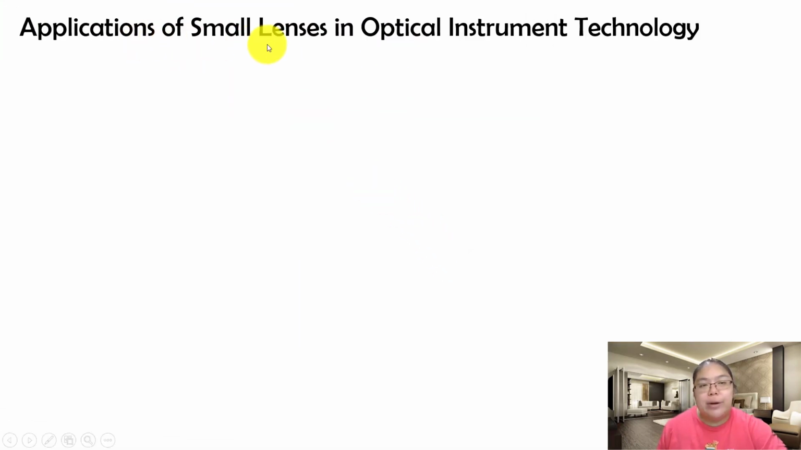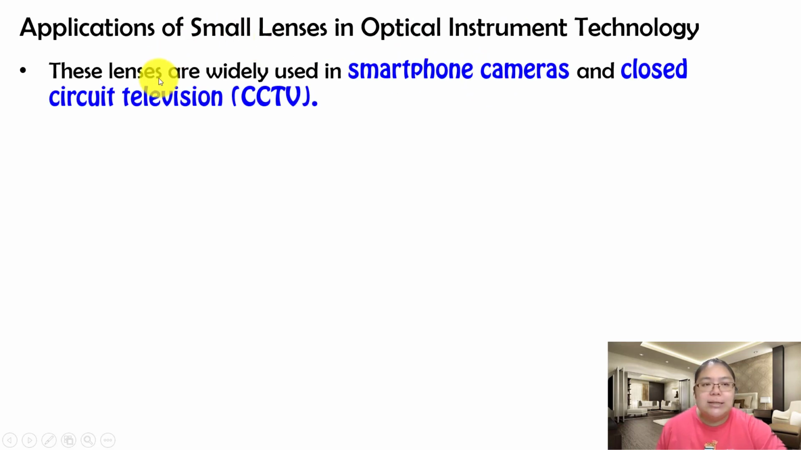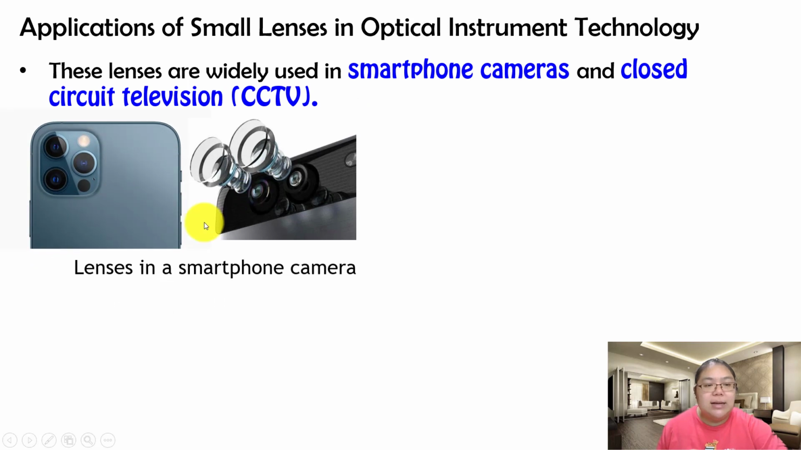Okay, now we go and see the application. Now we are using small lenses in optical instruments for technology. We are not only using the big ones. For example, lenses are widely used in smartphones, cameras, and also closed circuit television. CCTV is already using small lenses. Before that, telescopes and microscopes used the big ones, so that the object became very large. Now they are using the small ones because they want to make the device smaller, just like your smartphone and also the CCTV.